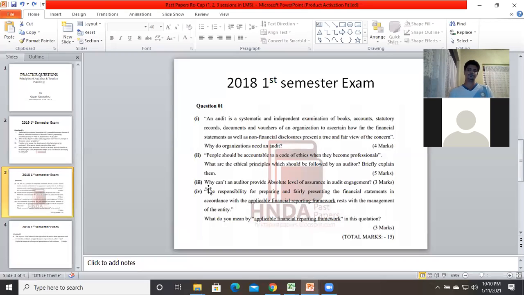Okay. Then why can't an auditor provide an absolute level of assurance in an audit engagement? So the same thing is asked in a different way, because those are the principles. In the subject of principles of auditing, we cannot ask much more. Just simple terms are available, and all those things should be asked. So you should have that simple knowledge.